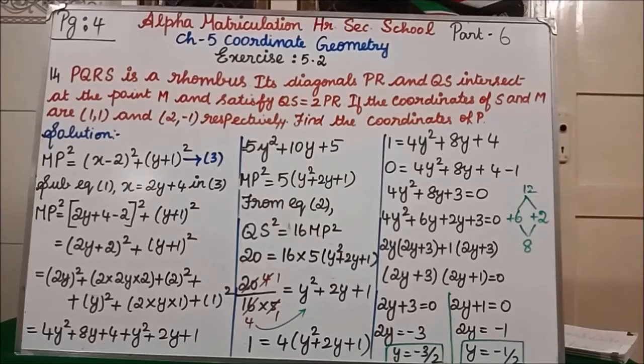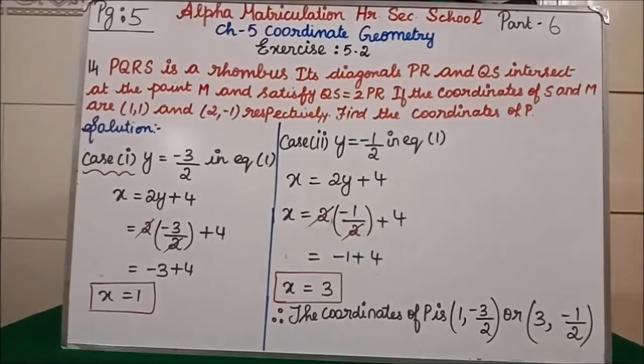Here that x value we will see in page number 5. In the 14th question, now we are in page number 5. With this we will complete this 14th question. Now in page number 4 we have got 2 values for y, isn't it? y equal to minus 3 by 2 we have got, and another value is y equal to minus 1 by 2 we have got, isn't it?